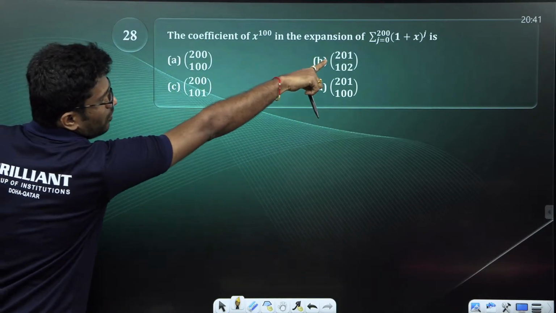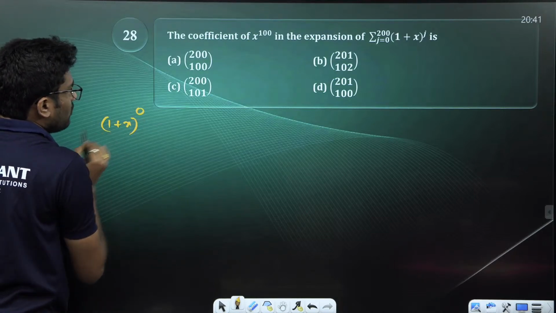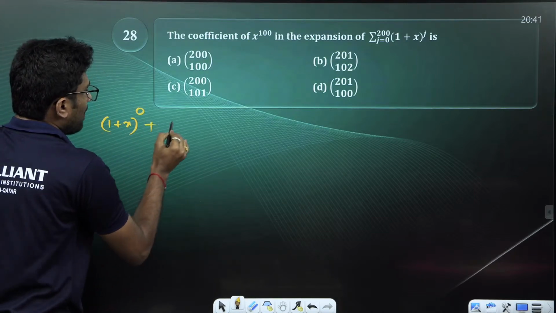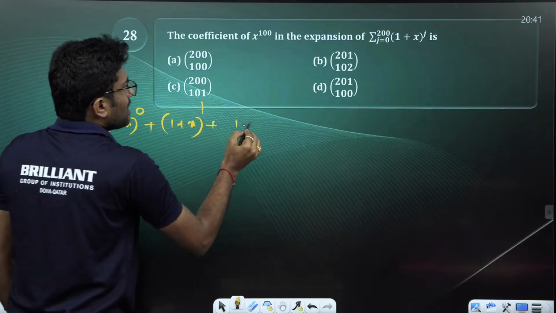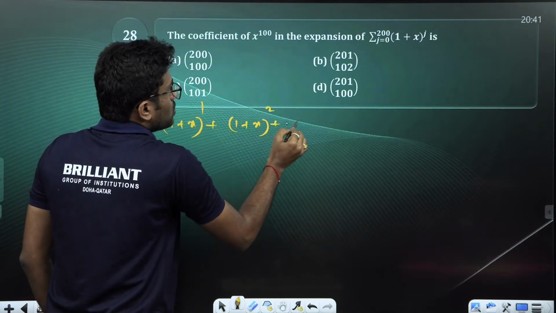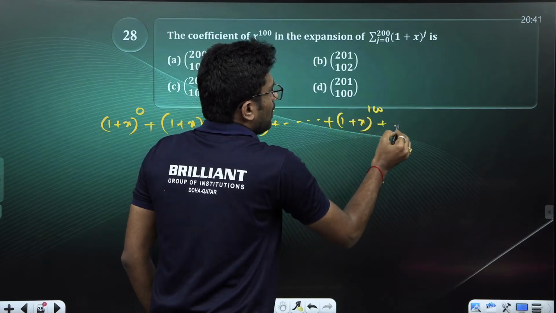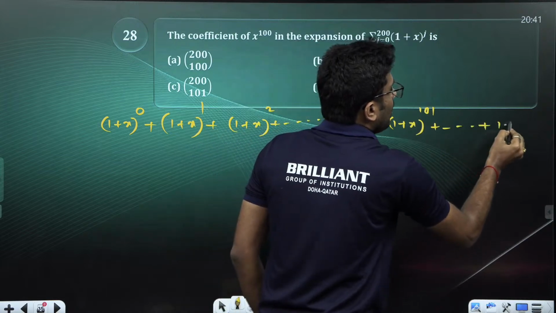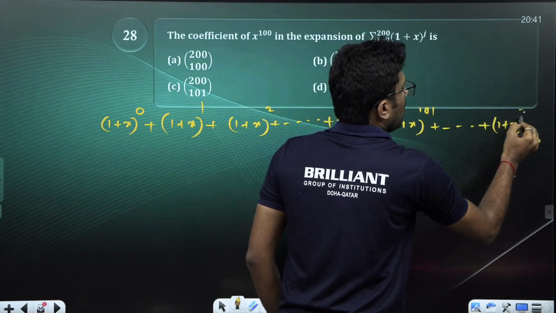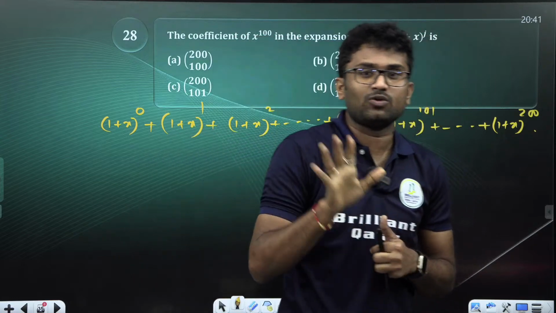So now let's go with j equals 0. If we go with j equals 0, the expansion will be 1 plus x whole power 0 plus, if j equals 1, 1 plus x whole power 1 plus 1 plus x whole power 2 and so on. Somewhere we get 1 plus x whole power 100 plus 1 plus x whole power 101 and so on till 1 plus x whole power 200. This is how the expansion is.